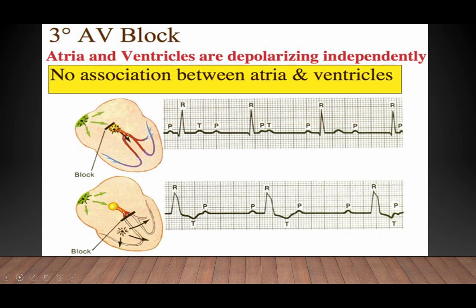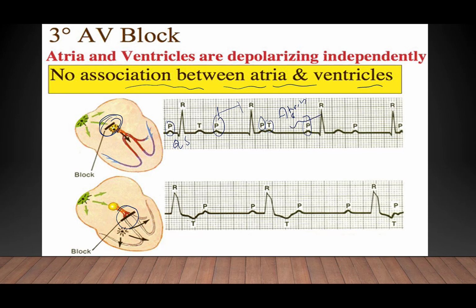Here we have third degree AV block. Atria and ventricle are depolarizing independently, no association between atria and ventricle. So here we have the problem. If you look at this one, here we have P, Q, R, S, T, and there is a prolonged PR interval. And here again we have P and then T, then followed by P. So there is no association between the atria and ventricle.